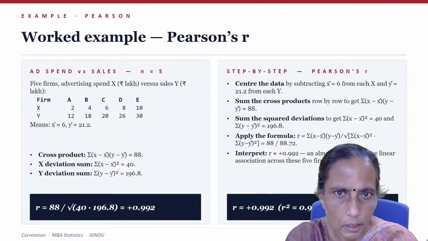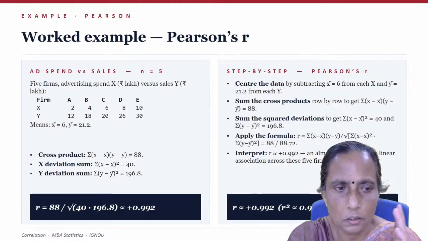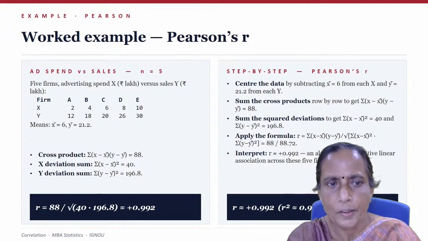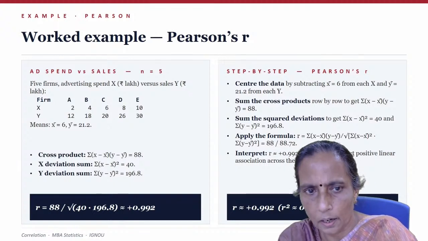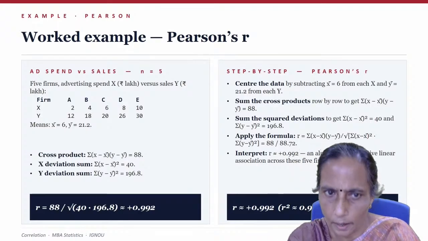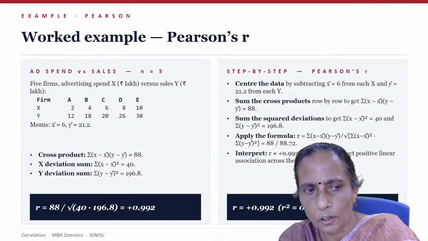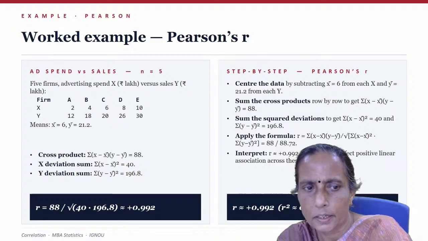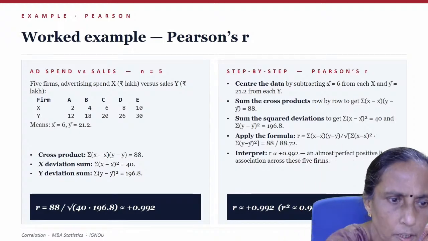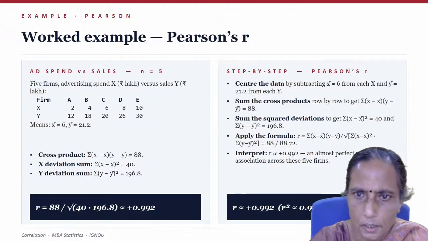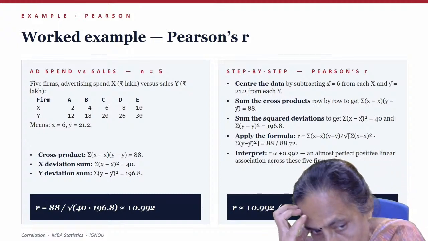Suppose, as an example of Pearson's correlation coefficient calculation, there are 5 firms A, B, C, D, E. They spend X in lakhs of rupees on advertisement, and Y is the sales figure in lakhs. The mean advertisement spending is 6 and the mean sales is 21.2. The sum of the cross products (x minus x bar)(y minus y bar) is 88. You can calculate that.